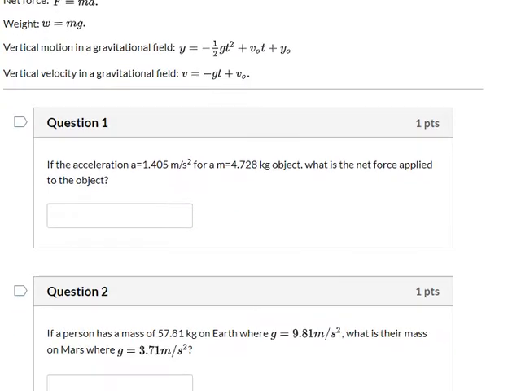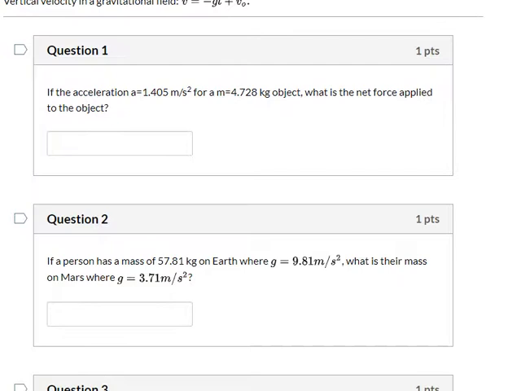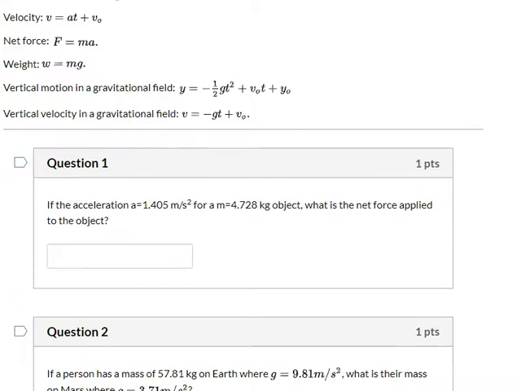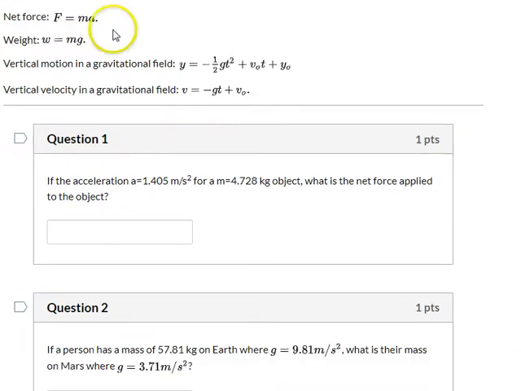So let's look through some of these problems and just walk through, talk about what they are. We have an acceleration, we have a mass, right? What's the net force? Well, this is just Newton's second law, F equals ma, right? Here's our a, here's our m, F equals ma.